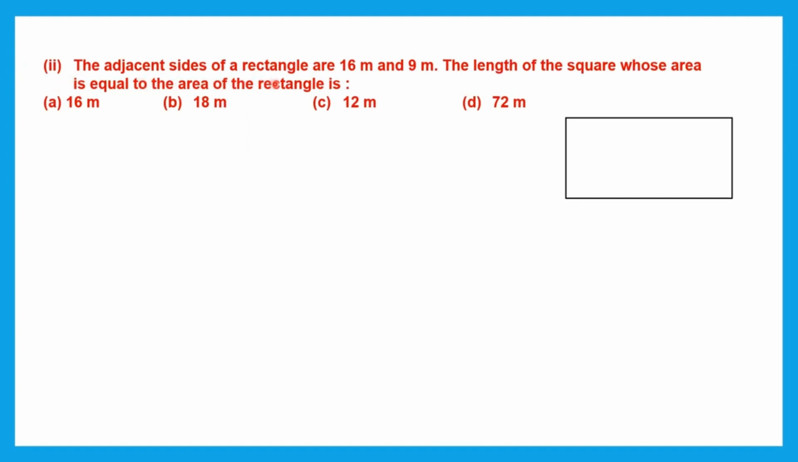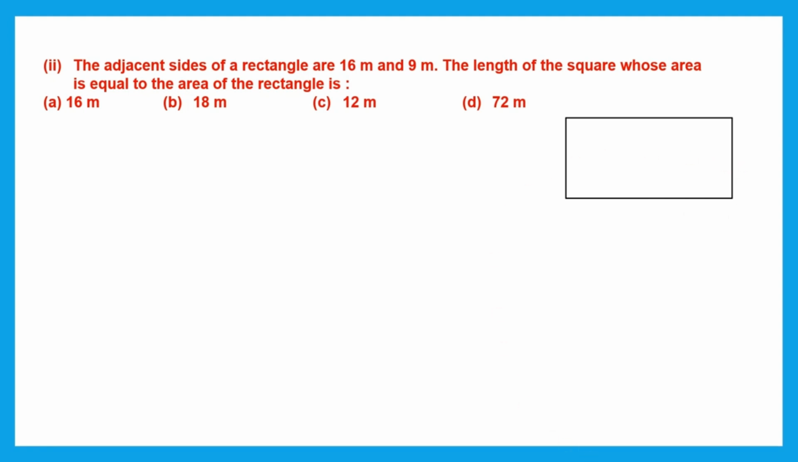Question 2. The adjacent sides of a rectangle are 16 meters and 9 meters. Now what do we mean when we say adjacent? That means sides next to each other. It can be this side and this side. Sides that are next to each other. We are not talking about opposite sides. We are talking about sides next to each other, and they are adjacent sides.